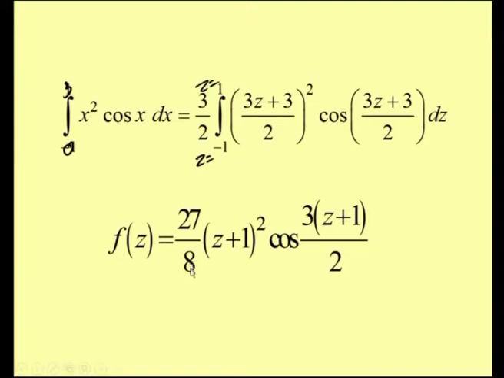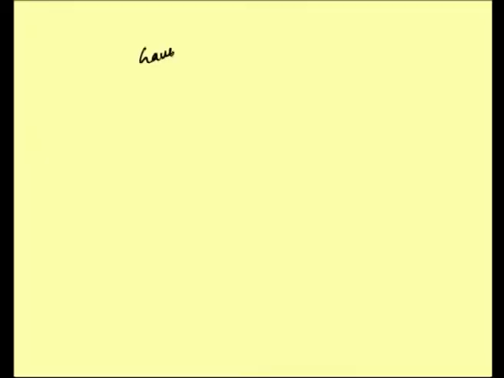So, now we have f of z is 27 by 8 (z plus 1) whole square cos of 3 into (z plus 1) by 2. According to our problem, we have converted the given question for evaluating the integration by the Gaussian 3-point formula. Further, it can be evaluated by the Gaussian 3-point formula.